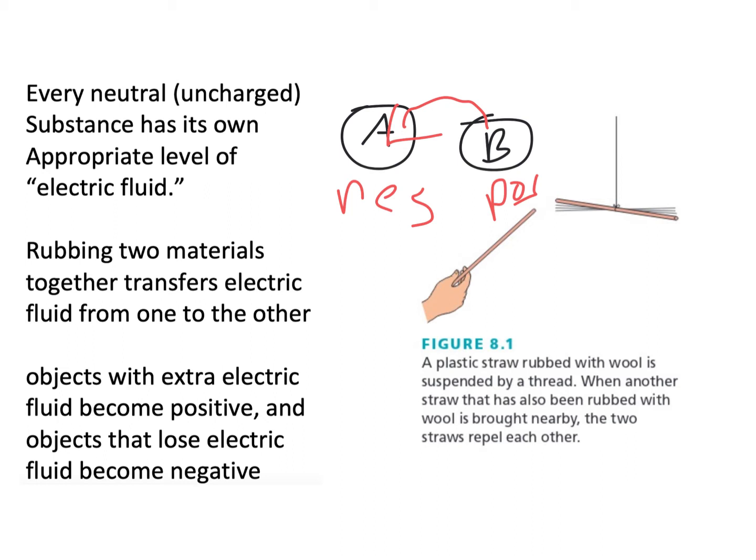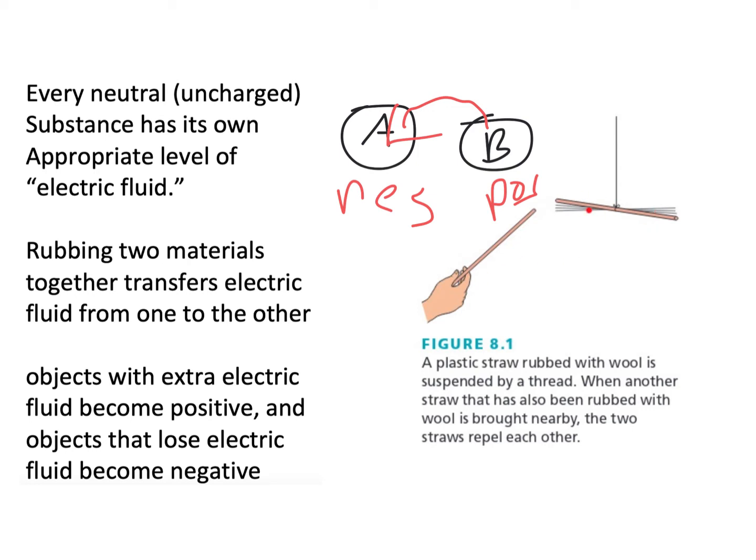Another thing that Benjamin Franklin recognized was a rule that you probably learned in grade school. Like charges repel one another. So if I have two sets of positive charges or two sets of negative charges, those are going to repel one another. But if I have a set of opposite charges, one group of positive and one group of negative, they're going to attract. And you can sort of see that depicted here in this picture.